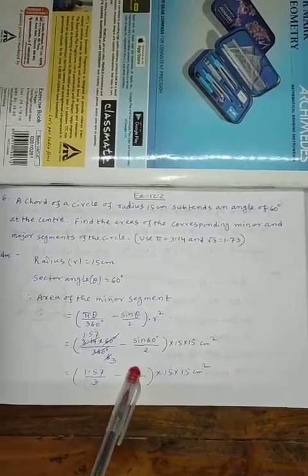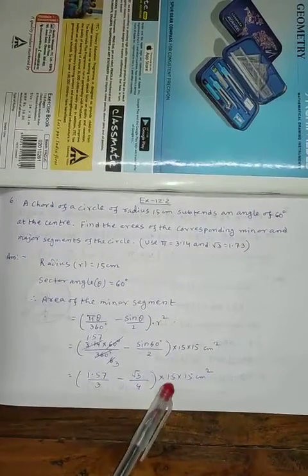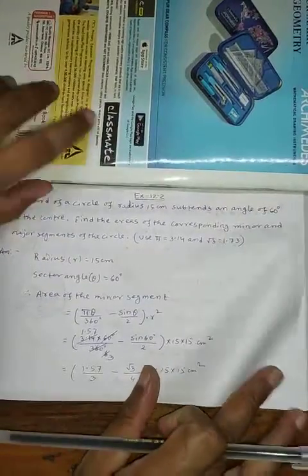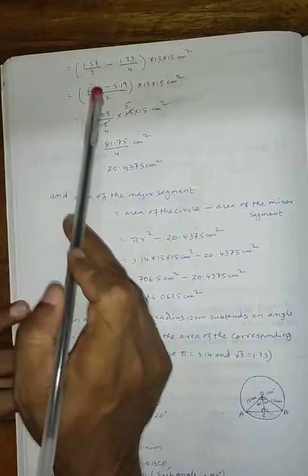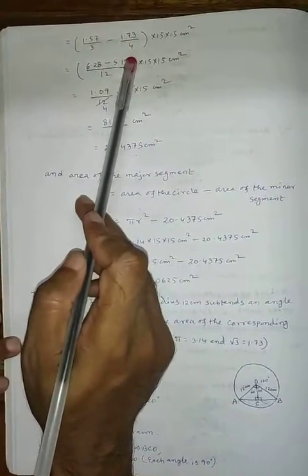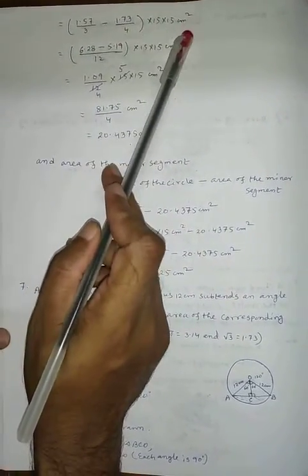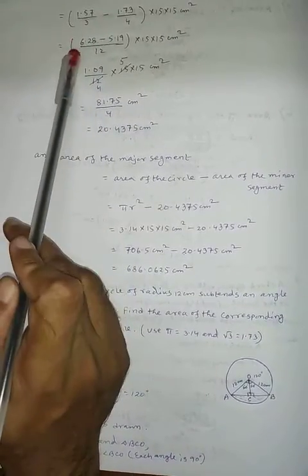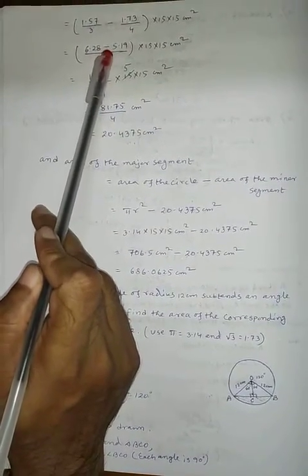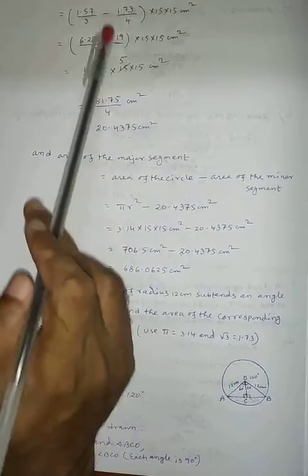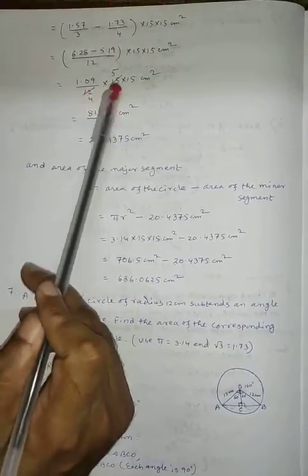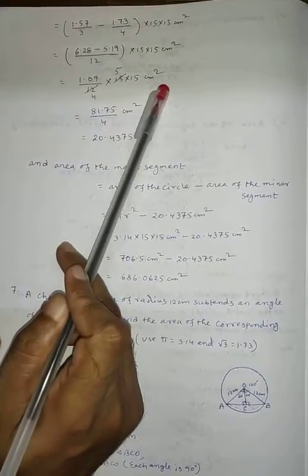So root 3 on top, 2 at the bottom, into 4, into 15 centimeter square. Now root 3 value, they told us to use 1.73. So 1.57 by 3 minus 1.73 by 4, into 15. LCM will be 12. 4 into this is 6.28, minus, 3 into this is 5.19. Subtraction gives 1.09 by 12 into 15 centimeter square.